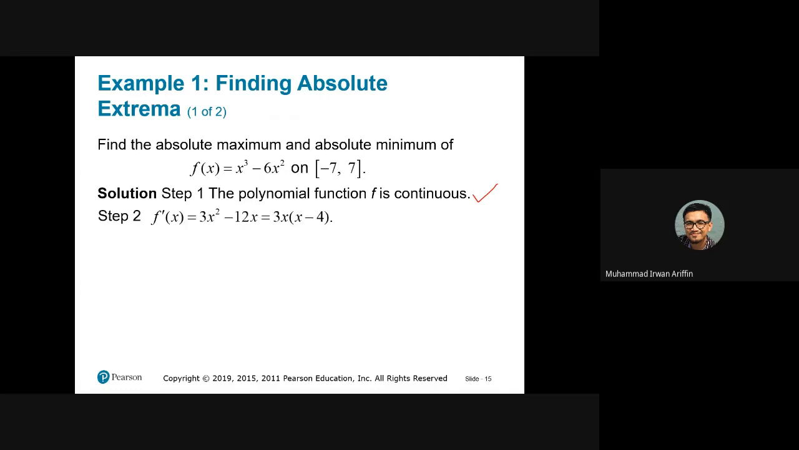For the critical numbers, we find the derivative. This gives us 3x squared minus 12x, and we can factorize this into 3x times x minus 4. So 3x equals 0 and x minus 4 equals 0. So x equals 0 is our critical number 1, and x equals 4 is our critical number 2, c1 and c2.